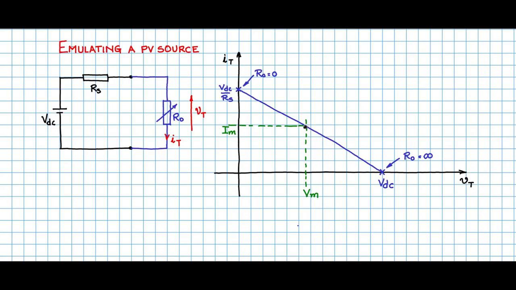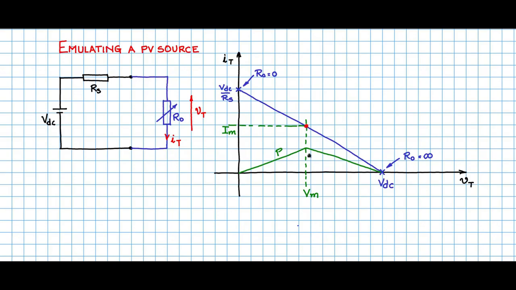At the midway point, you will see that the product VM into IM will be maximum, so power will be maximum here. The product V into I is 0 at one end, because voltage there is 0 even though the current is VDC by RS. At the other operating point, voltage is VDC, current is 0, and therefore you will get a triangular power curve P with the peak power operating point here. So this will be the peak power operating point.